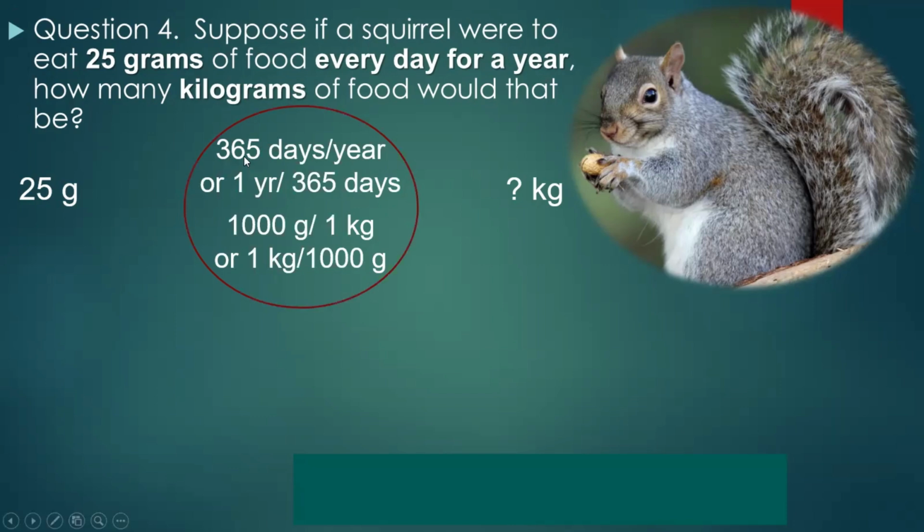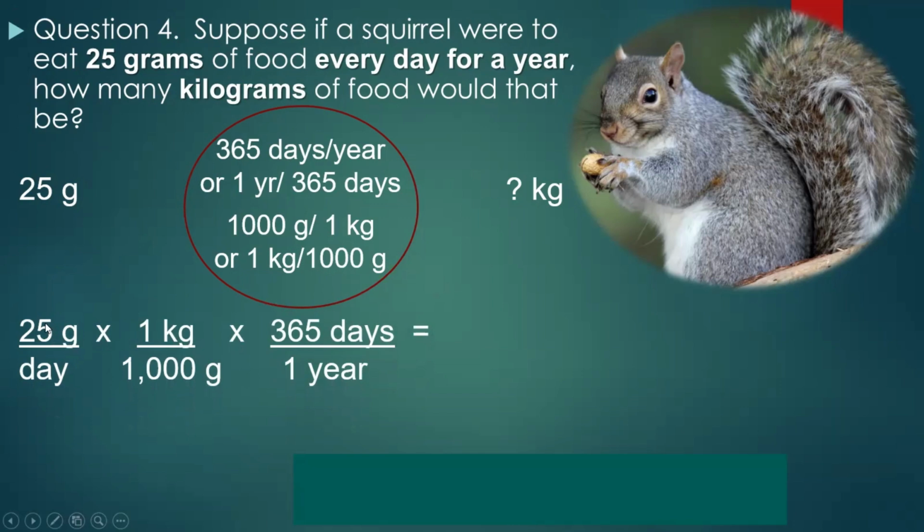So we know there are 365 days in a year. 1 year is 365 days. We can flip-flop that whichever one. And then there are 1,000 grams in 1 kilogram, or 1 kilogram has 1,000 grams. So we've got grams, and we need to get rid of the grams. So this one has grams in the denominator. And then this is 25 grams in a day, and we're needing it to go to a year.